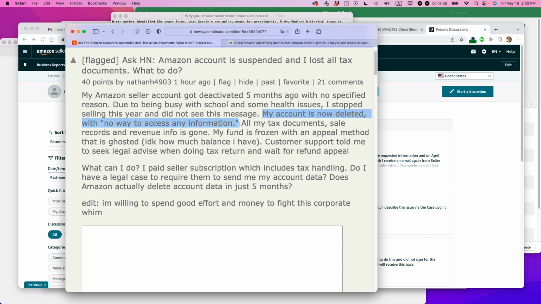Now, interestingly, right after that, it says my funds are frozen and customer support told me to seek legal advice when doing tax returns and wait for the refund appeal. So the account is actually not completely deleted. It's not operational. It's been suspended, but you can still contact Amazon to file cases. And that's what this person did, apparently, because they said customer support told me to seek legal advice.